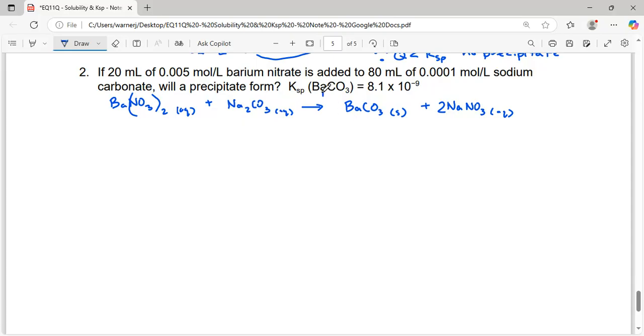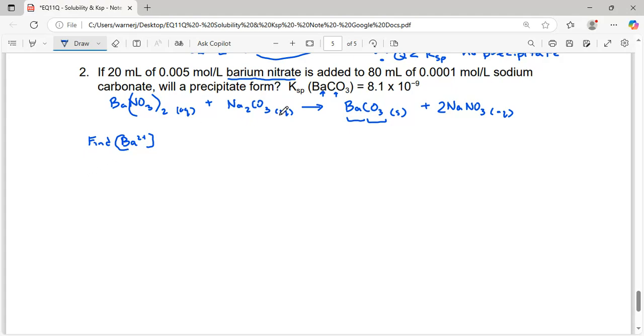But, as I said, since they gave us barium carbonate as the KSP value, that's likely the thing we need to find. So I really need to figure out what's the barium ion concentration and what's the carbonate ion concentration. So I'm going to look at where those come from. The barium is in the barium nitrate, so let's start with that. Find the barium 2+ concentration. That's my first task. To do this, I'm going to use the barium nitrate.